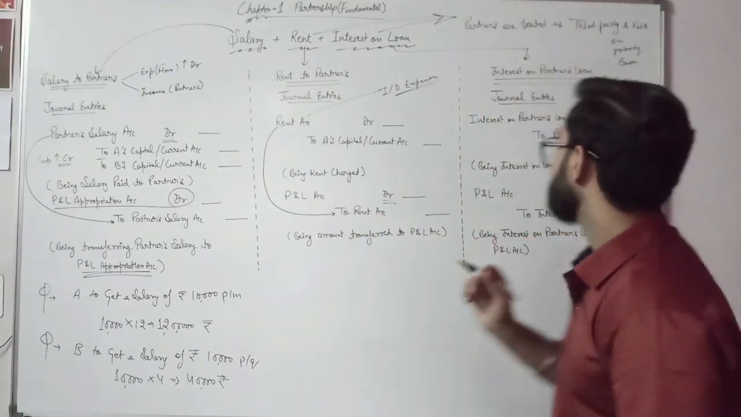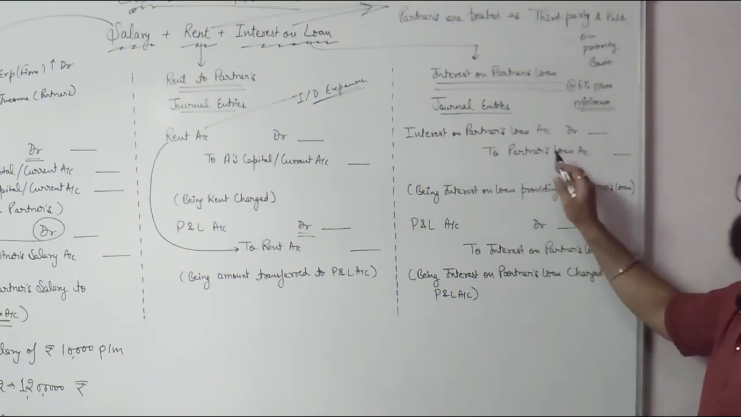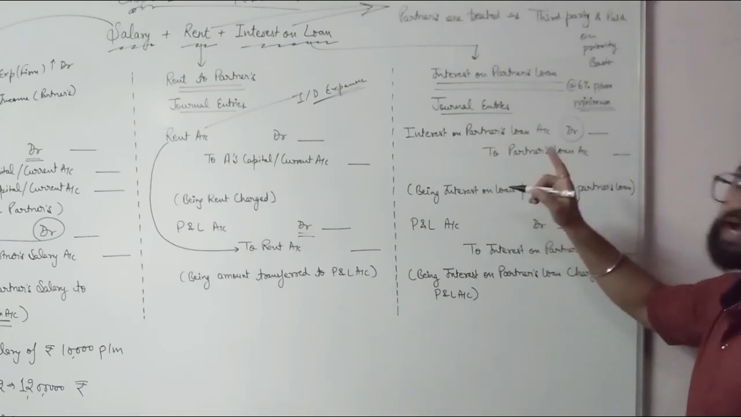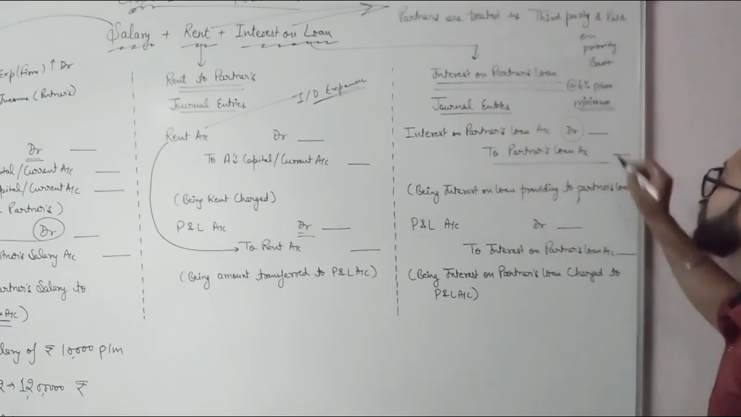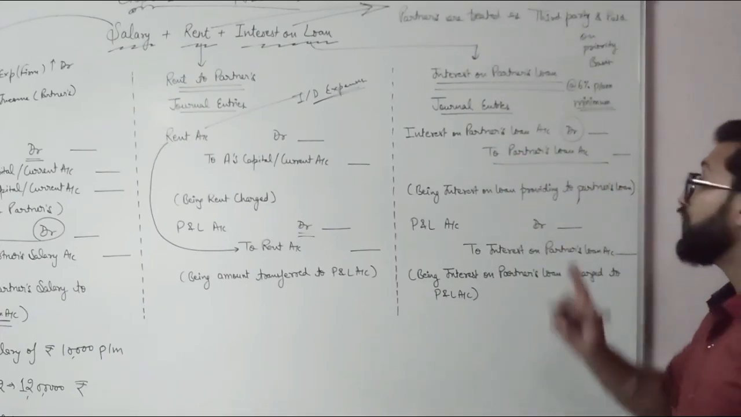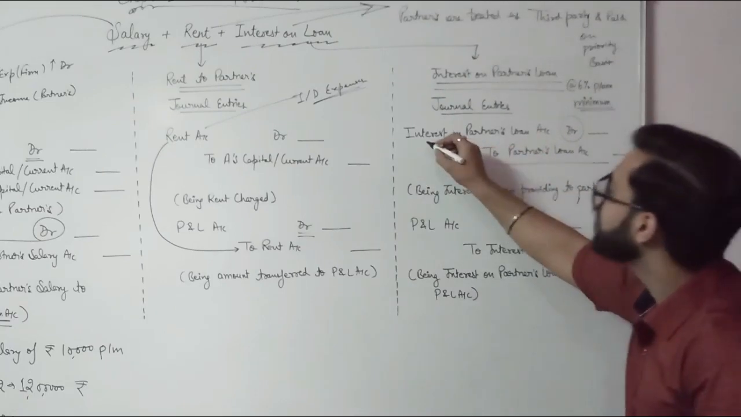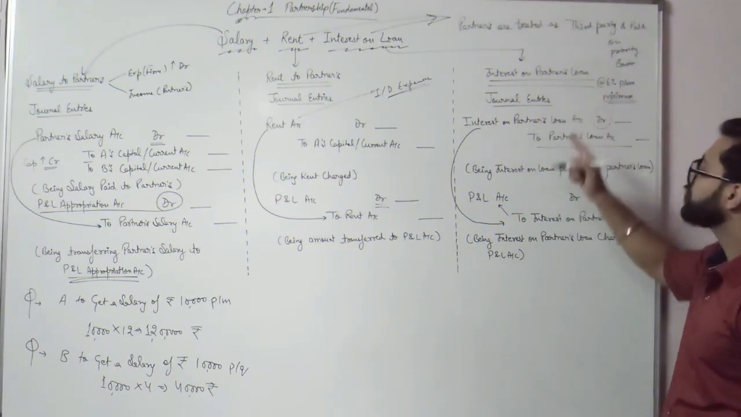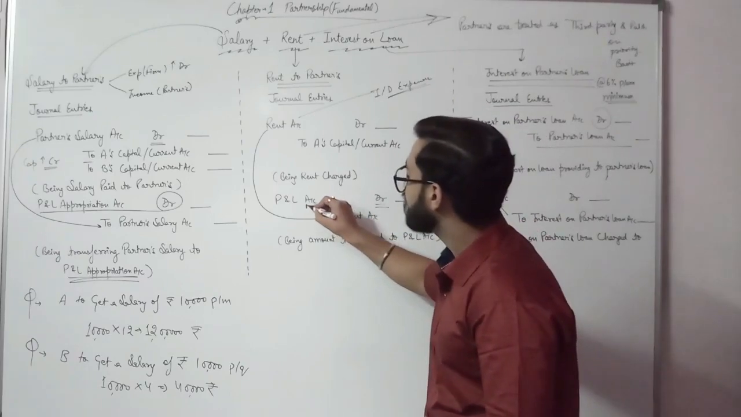Okay. Now entry, interest on partner's loan account to partner's loan account. Interest on partner's loan is an expense which will be debited, and it is an income for the partner who has given loan, therefore credited. Now as interest on partner's loan is an expense for the firm, therefore it will be transferred to profit and loss account. Interest on partner's loan is transferred to profit and loss account. Rent is transferred to profit and loss account.